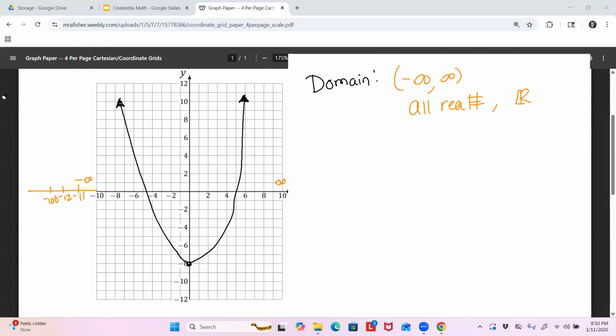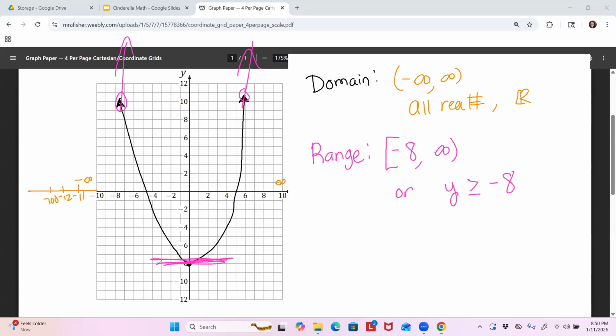How about range, though? It is not forever. So range, how low can we go? Right here. That does not go down forever. That stops. It goes down to negative 8 solid because we do touch. How high does it go? Both of these arrows will go up forever to infinity. Or you can say y is bigger or equal to negative 8. It kind of has a floor at negative 8 and then it goes up from there.